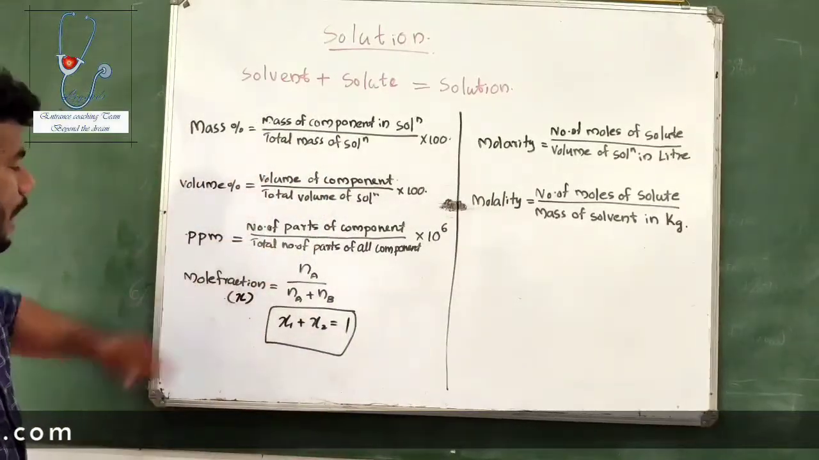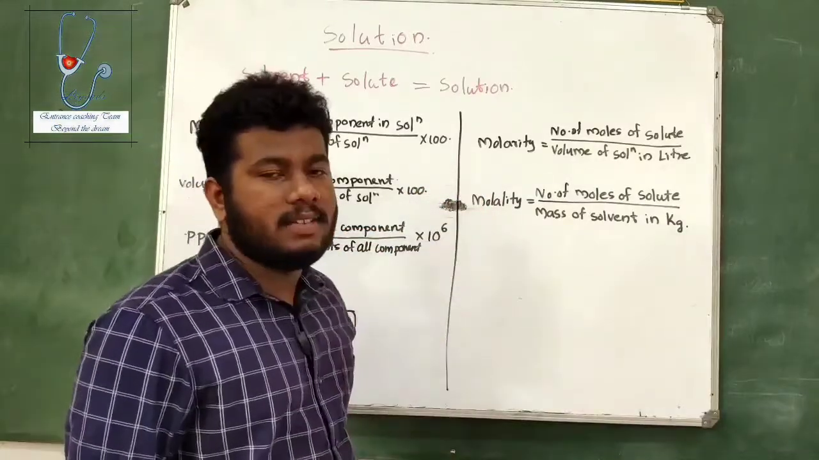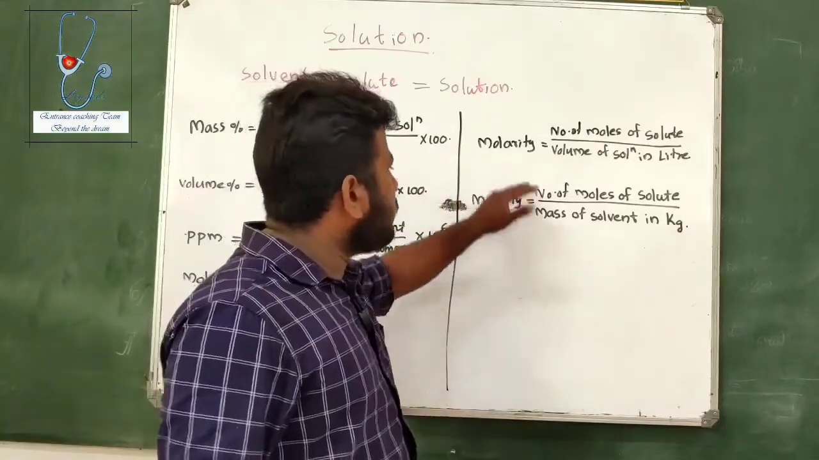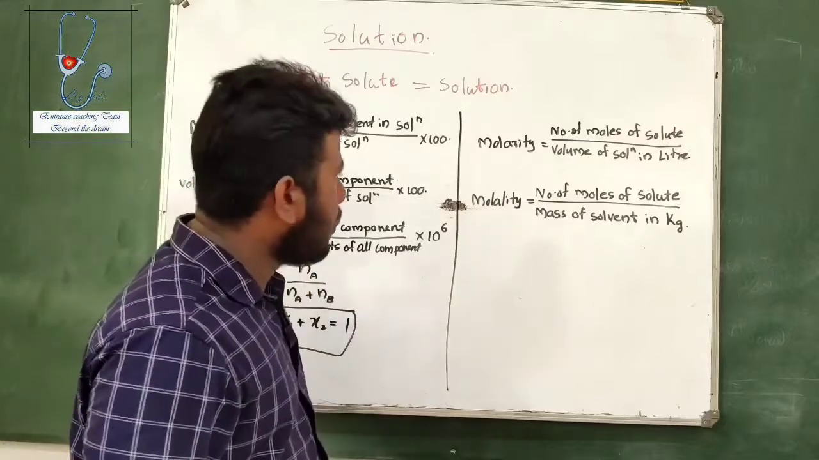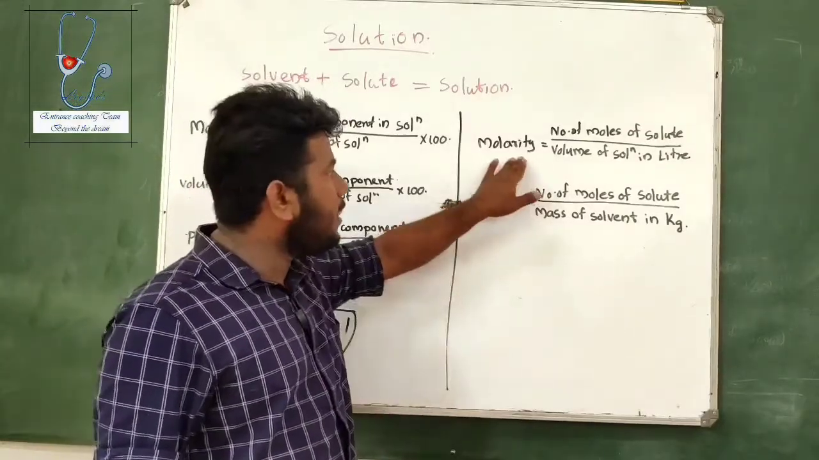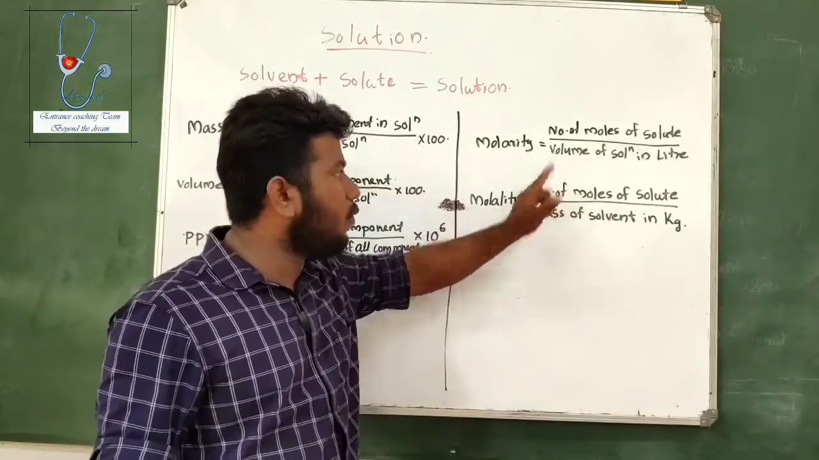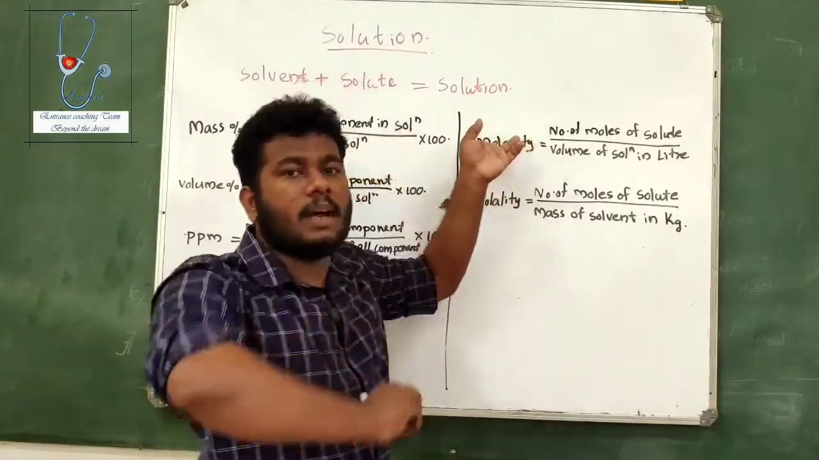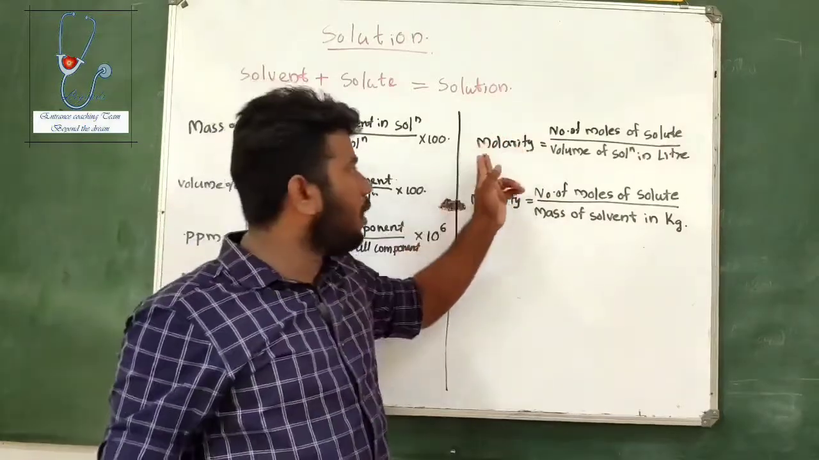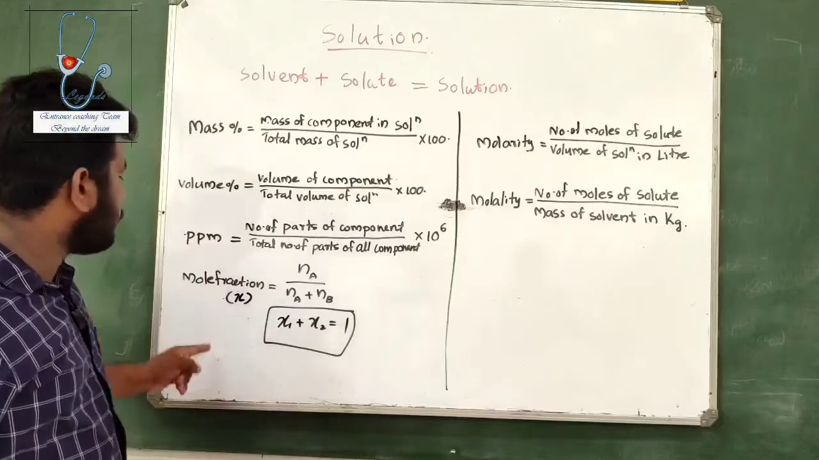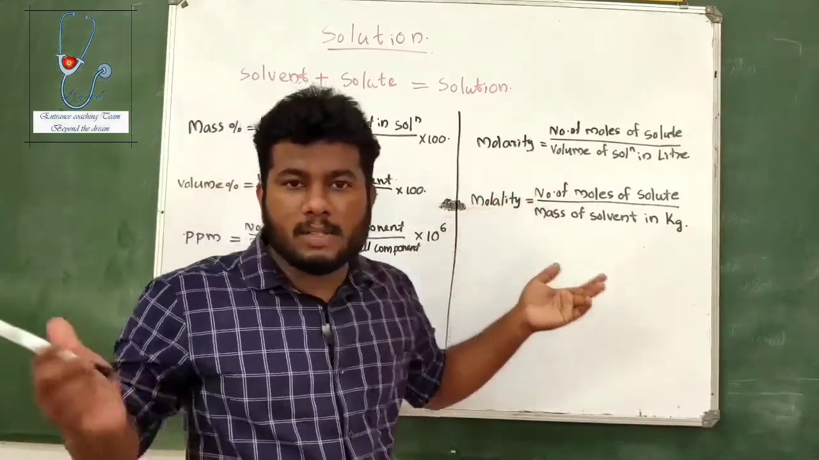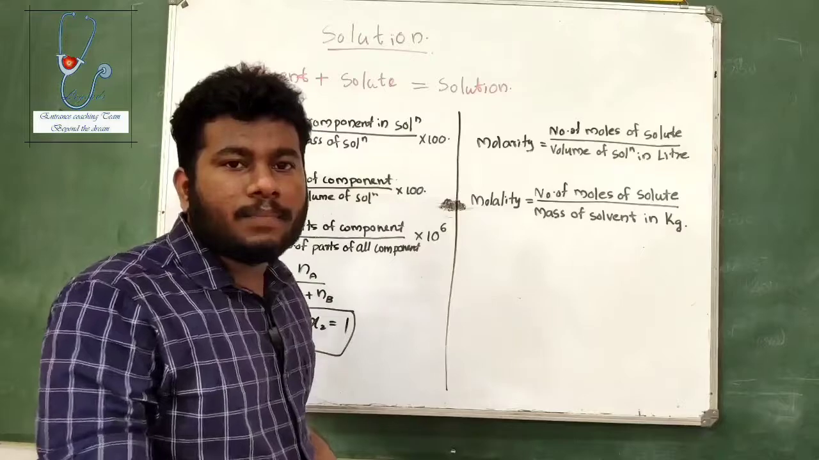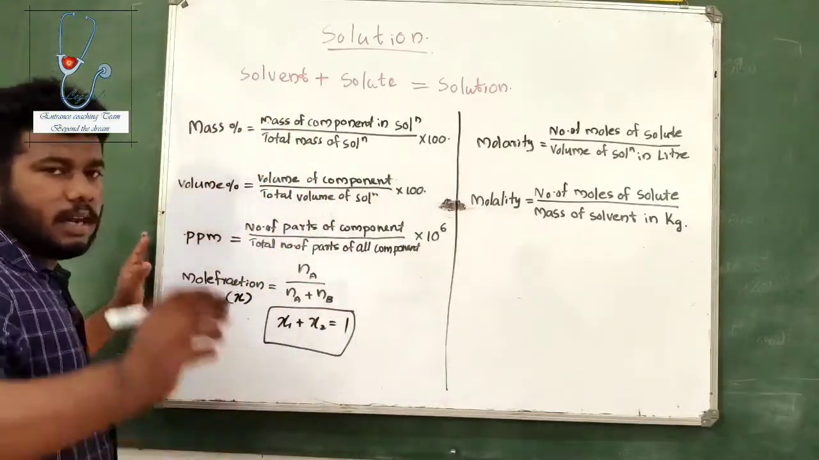Parts per million, mole fraction, molality and molarity are very important. Parts per million, mole fraction and molality are based on masses, and molarity is based on volume. Molarity depends on temperature because volume depends on temperature. Parts per million, mole fraction and molality do not depend on temperature because mass does not depend on temperature. These terms are very important, so write them in your notebook.